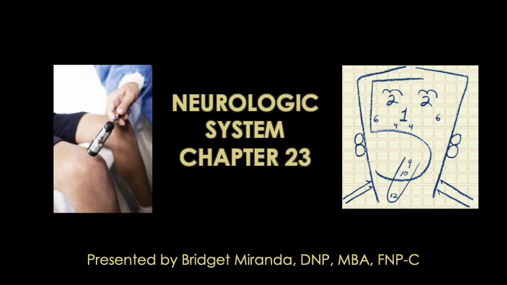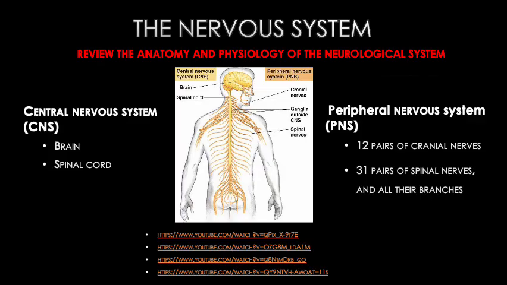Welcome to the neurologic system. This schematic shows the division of the central nervous system, or CNS, plus the peripheral nervous system, or the PNS, and you can follow the YouTube links for more pathophysiology.